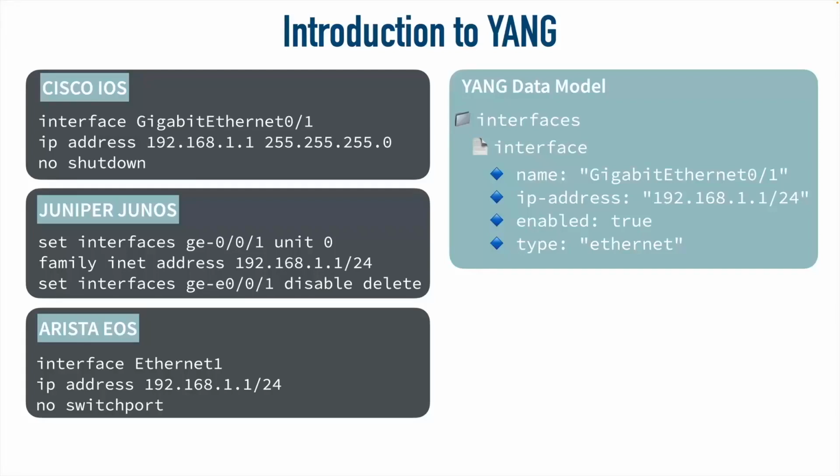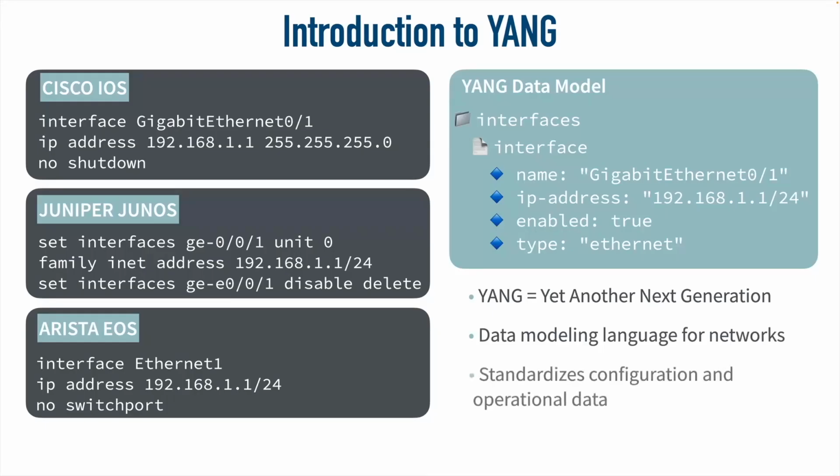In this video, we're taking a look at Yang, and that stands for Yet Another Next Generation. What it really is, is a data modeling language, and it's going to be super important for network automation.